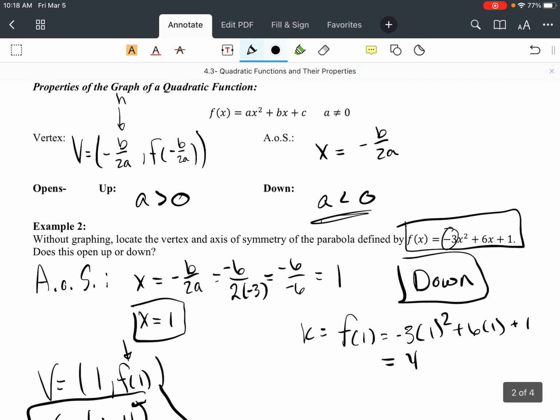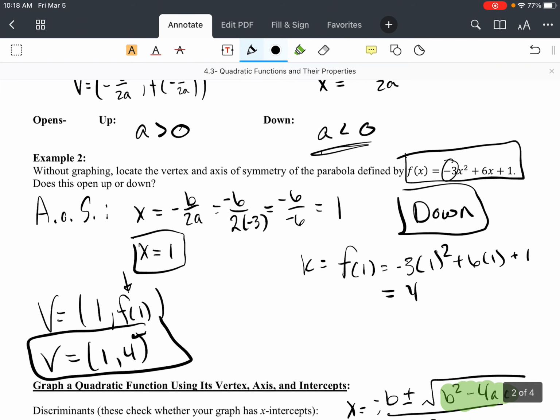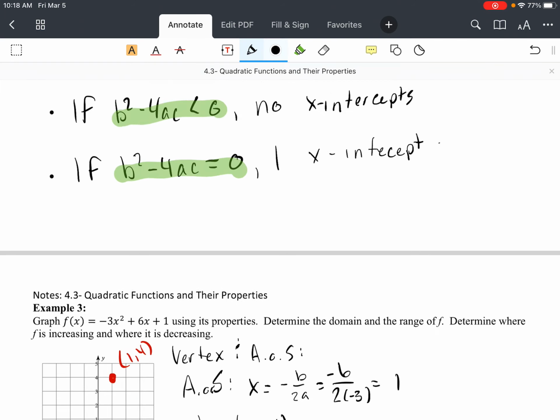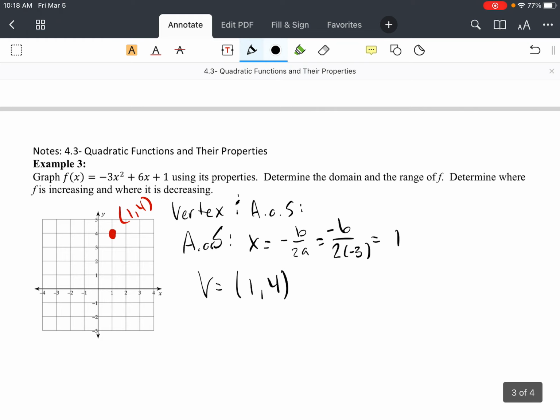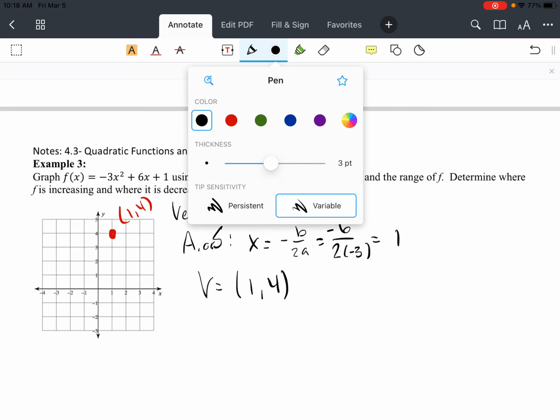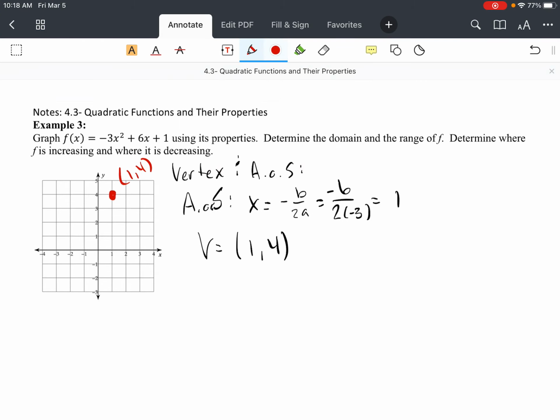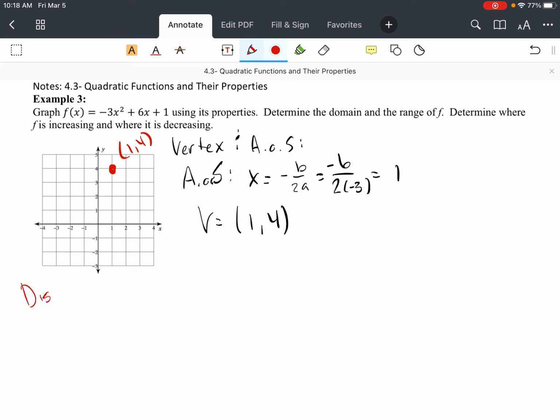Now we need to figure out, does this open up or down? Again, we can look back over here. It said it was opening down, so we know it's opening down. Then let's see if we even need to worry about finding the x-intercepts. The way we do that is by determining the discriminant.